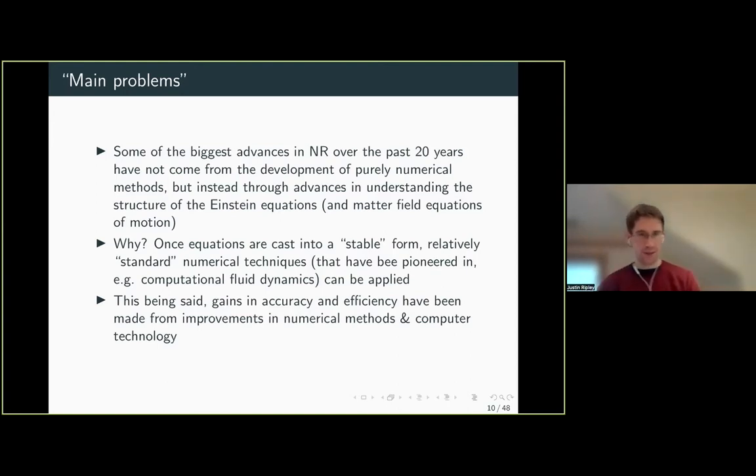The reason is because once you have your equations and you cast them into what's called the stable form, which we'll talk about, you can use relatively standard numerical techniques that have been, say, pioneered in computational fluid dynamics. That being said, gains in numerics have been important, and there are a lot of people working on the numerical end of things, but what made this whole field possible for studying black holes has mostly been on the more math end. That's what I'll try focusing on, because that was the part that people thought might not be possible, let's say around 2000.